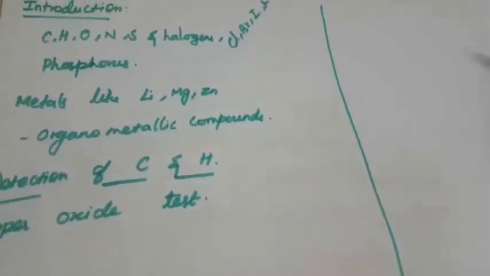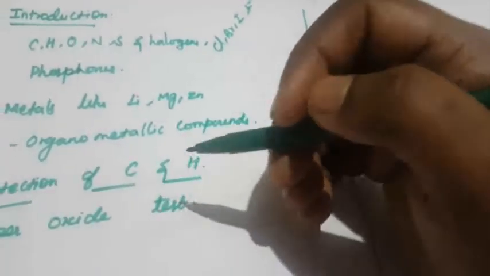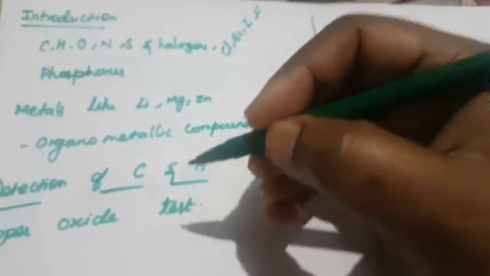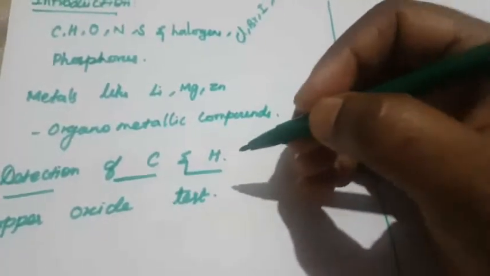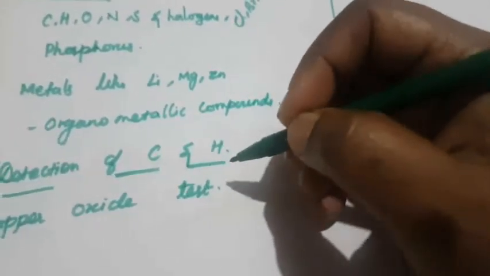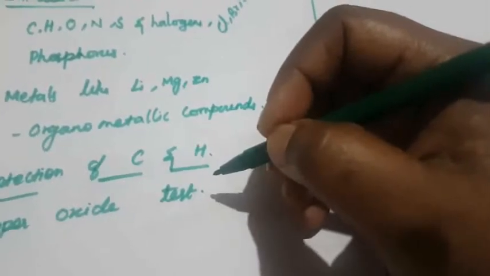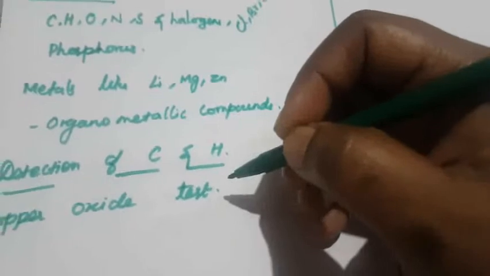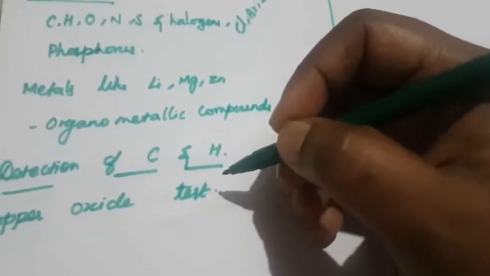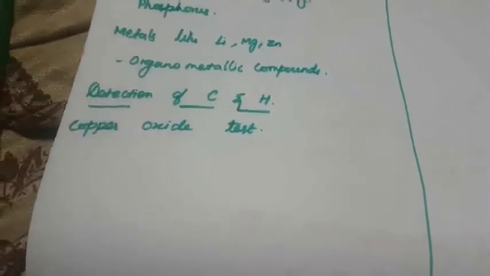How to detect these? First we are going to see the detection of carbon and hydrogen. What is meant by detection of carbon and hydrogen? Whether carbon or hydrogen is present in that organic compound. What is the test used to find out carbon and hydrogen? There is no separate test needed for carbon, because carbon is the backbone of all organic compounds. Only the test is performed to establish whether the element is present or not.